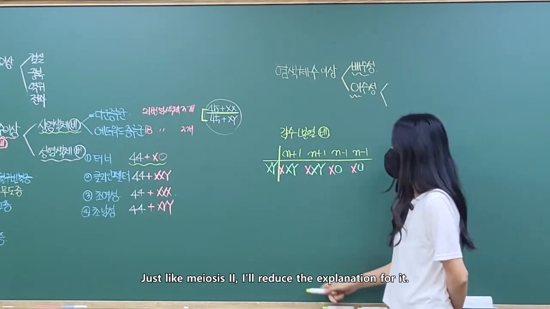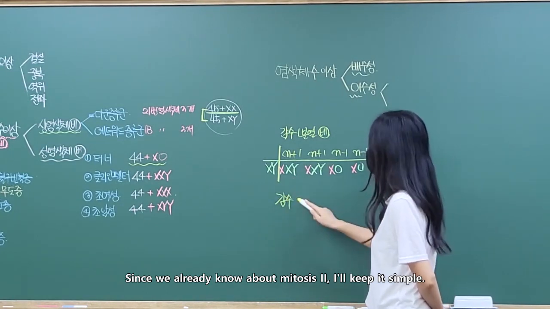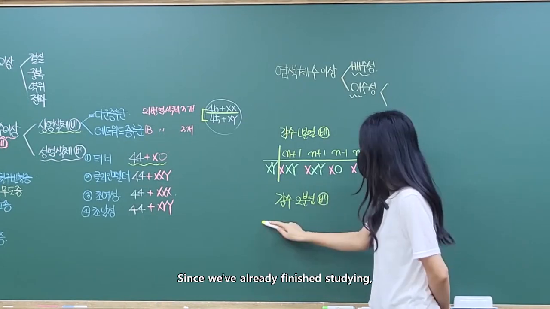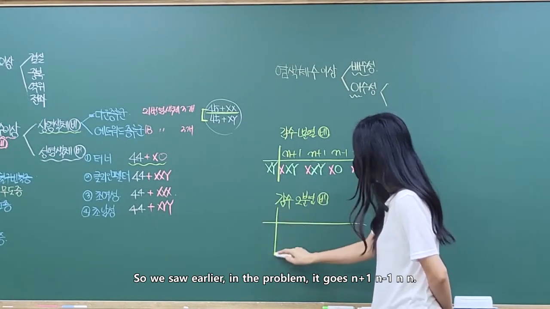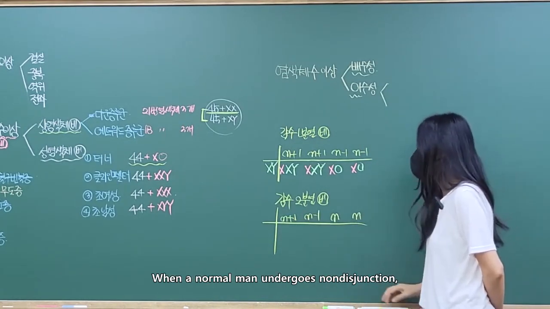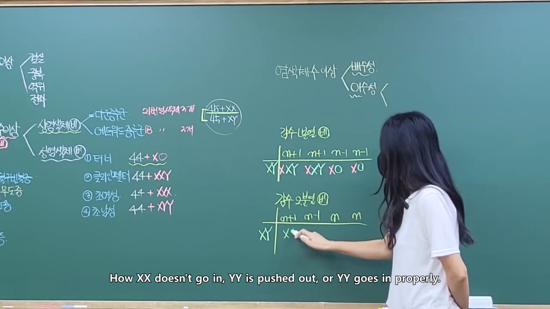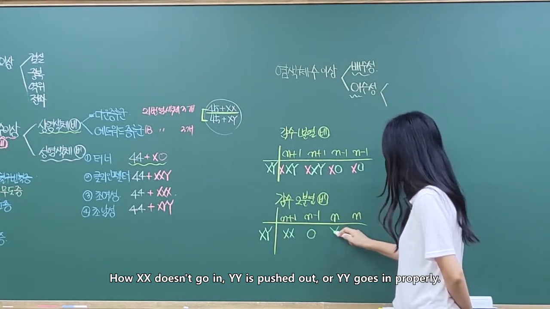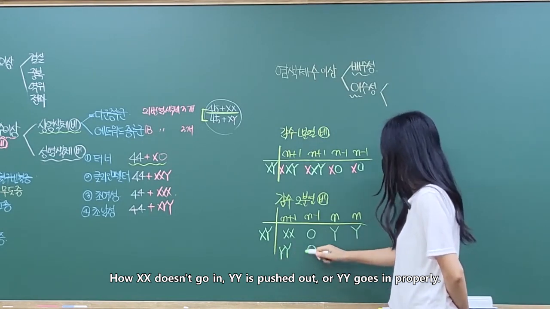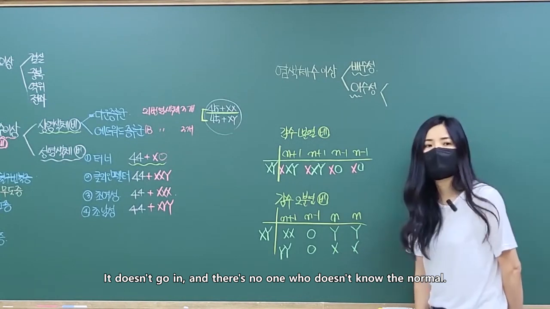Just like meiosis 1, I'll reduce the explanation for meiosis 2. Since we already know about it, I'll keep it simple. When non-disjunction occurs in meiosis 2, as the teacher said, since we've already finished studying, as we saw earlier in the problem, it goes n+1, n-1, n, n. When a normal man undergoes non-disjunction, XX doesn't go in, YY is pushed out, or YY goes in properly. Then, it doesn't go in, and there's no one who doesn't know the normal.